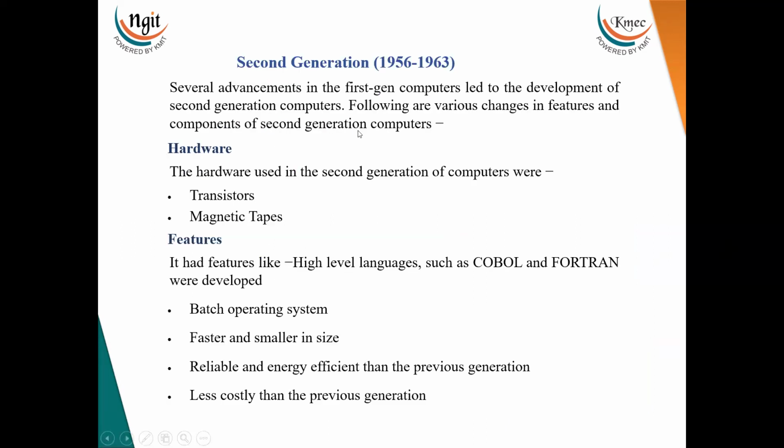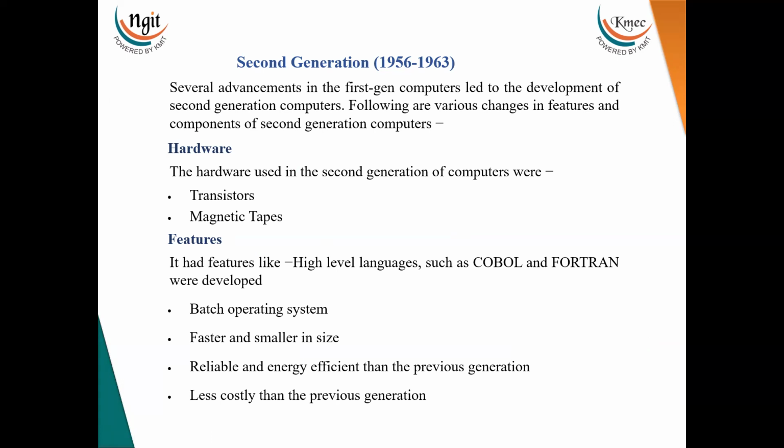Now, coming to the second generation, the period from 1956 to 63 is called the second generation computer period. At the time, transistors were developed and the vacuum tubes were replaced by the transistor. Transistor size, compared to the vacuum tube, is very small. That's why the overall system size is reduced. One more hardware component, magnetic tapes, were developed, and these were used to store the data.